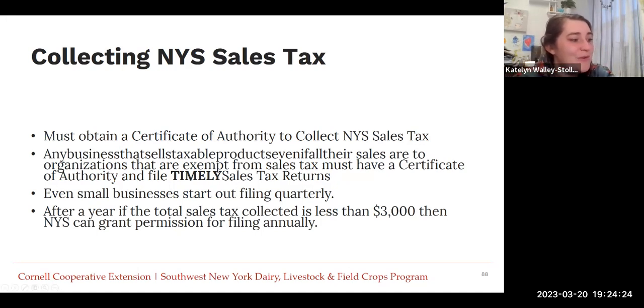So if you think that your farm business is selling a product that you need to collect sales tax for, you need to do that sooner rather than later. And I'm happy to provide help on that for anybody who might need it.